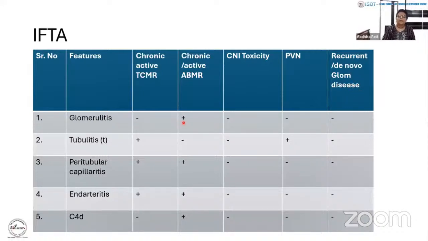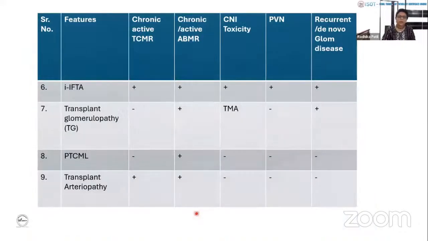Glomerulitis is seen in ABMR, tubulitis is seen in TCMR and also in polyomavirus nephropathy. Peritubular capillaritis is seen in chronic rejections. Endarteritis is seen in rejections. C4D positivity is seen in ABMR. IFTA is seen in all.